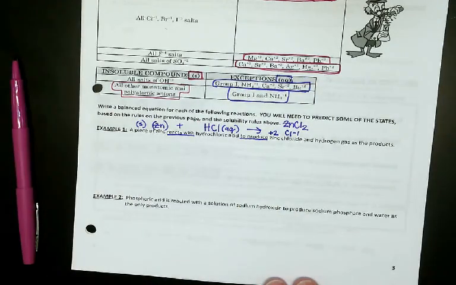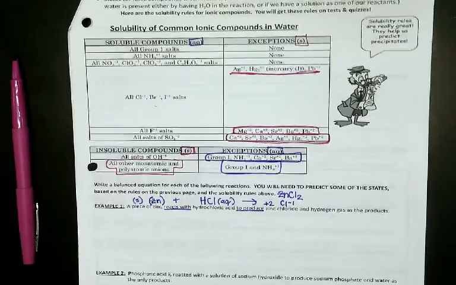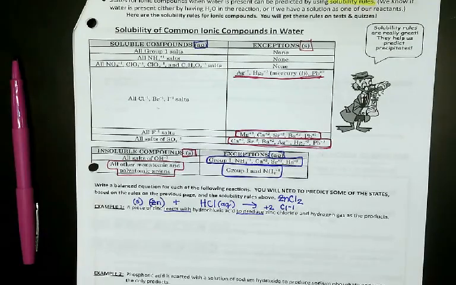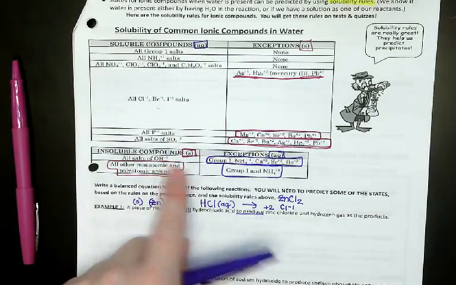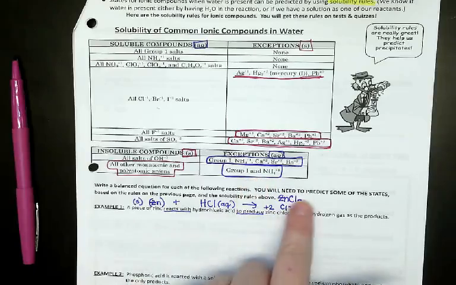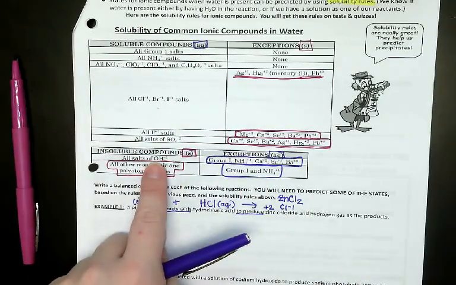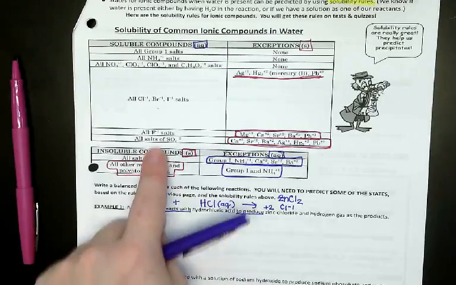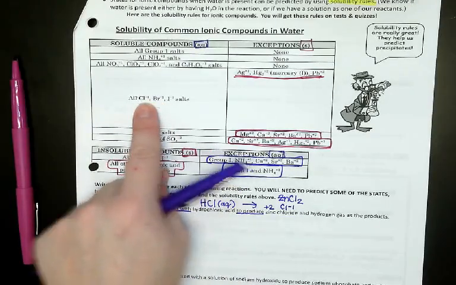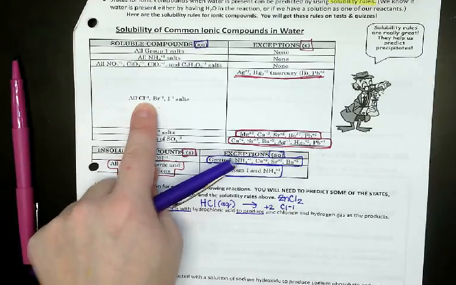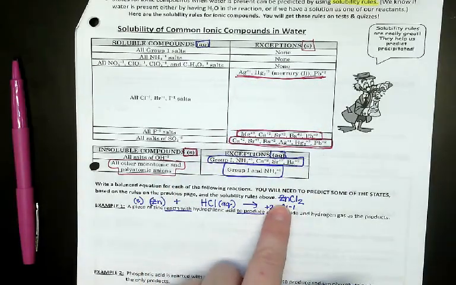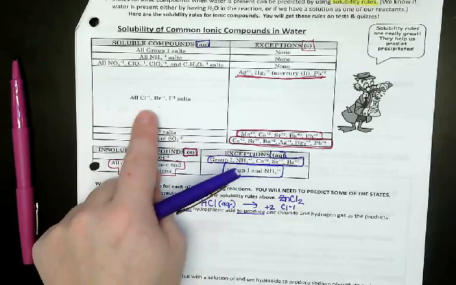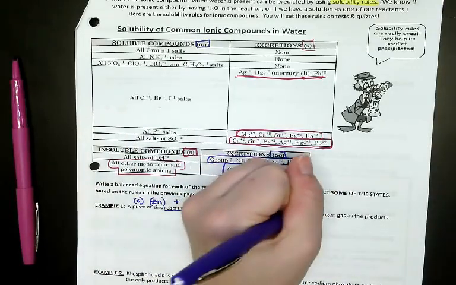Well, this is a reaction happening in water, right? We need to look at our solubility rules. Are there any rules for zinc? Do you see any rules for zinc over here? No. Do you see any in the exceptions? No. Do you see any rules for chlorine? Yes. Right here. All chlorides are aqueous unless bonded with silver, mercury, or lead. Is zinc chloride one of those exceptions? No. So, zinc chloride is going to be aqueous.